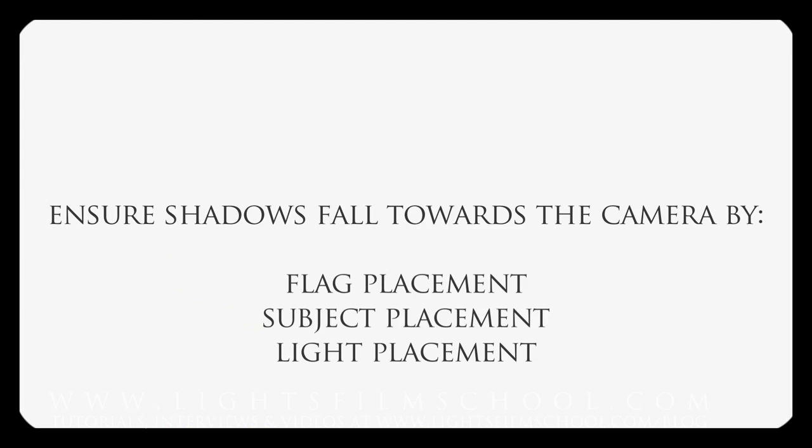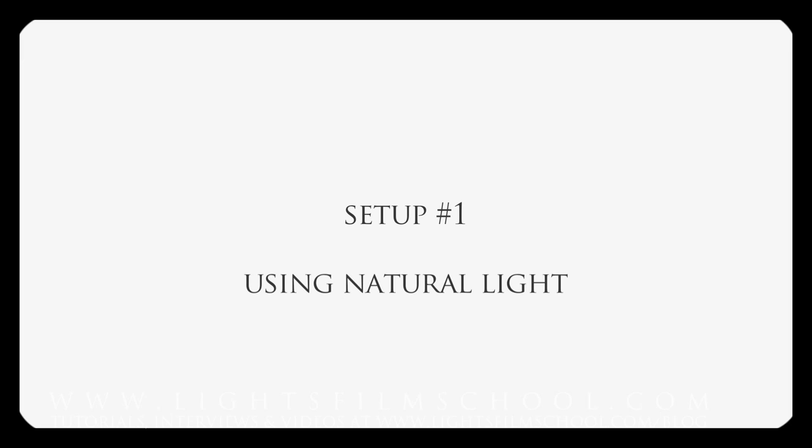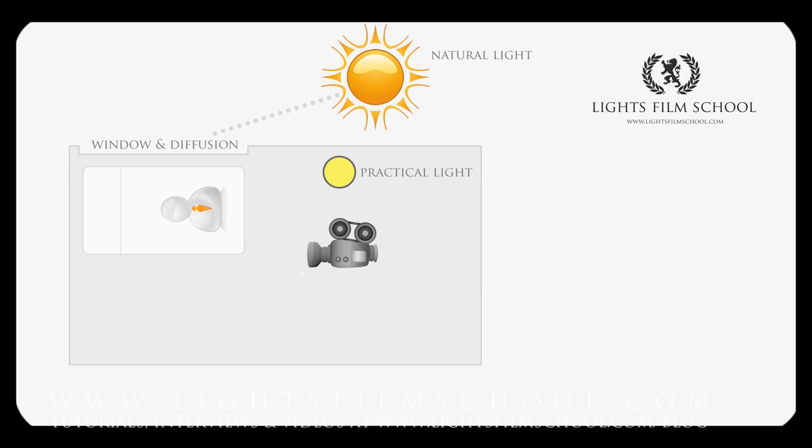There are multiple ways you can keep your shadows towards the camera. You can achieve this look by working with flags, subject placement, or light placement. But let's start with the easiest setup. Let's imagine we have one primary light source, a window. Because you can't move the sun or the position of the window, this means you need to think of ways to position your subject and your camera in a way that will keep your shadows towards the camera.